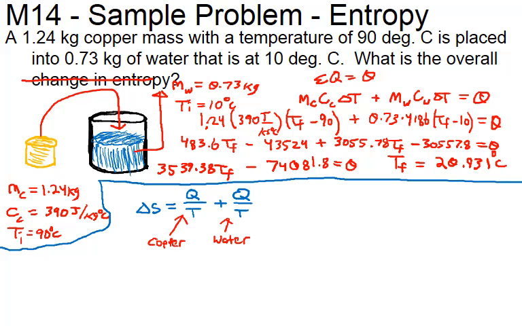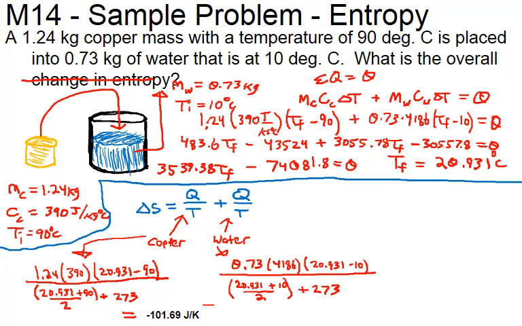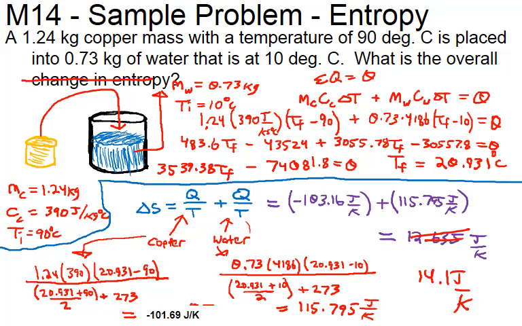All right, so we'll use this one for copper. We'll use this one for water. And we have mc delta T. We know the mass of it. We know the specific heat. And we know the difference in temperature, final minus initial. And we'll end up getting a change of negative 101.69 joules per Kelvin. For the water over here, we have 0.73 times 4186. We have the final temperature minus the initial temperature, and that's over the average temperature, which we have there. And so we get 115.795. So when we add those together, we get an entropy change of 14.1, right?